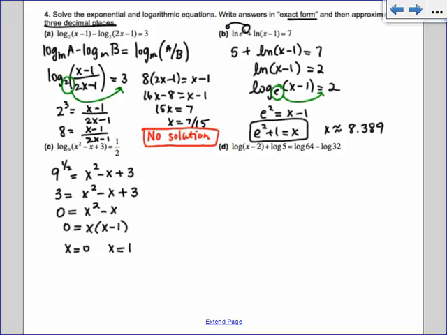So we just want to check both of those. When we plug in 0, does it work? Yeah, it works, right? It doesn't give us a negative for the log, like the inside part of the log. We call that the argument, right? And then the 1, does it work? Yeah, so both of them are good. So this one has 2 answers.